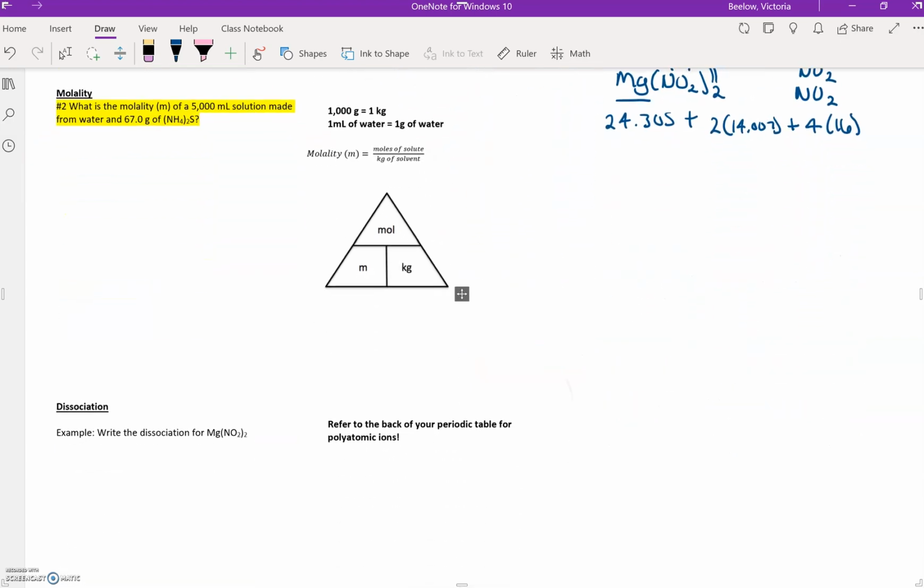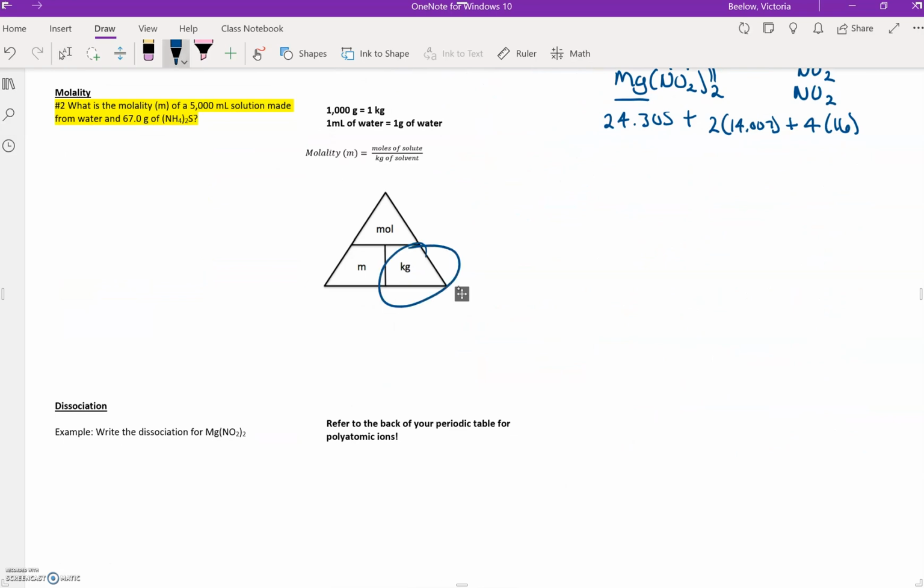Molality is very similar, except instead of liters, you're going to have kilograms. Now, if we're talking about water, please note that 1 milliliter of water is equal to 1 gram of water because of its density. And also, please remember that 1,000 grams equals 1 kilogram. So if let's say I have 12 kilograms and I need to get this into grams, you would actually move 1, 2, 3 spaces to the right. So this would be 12,000 grams.